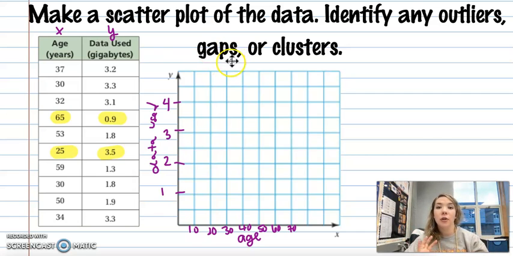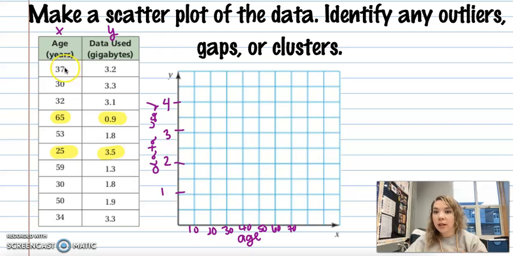So that is our second step. First, we labeled: age and data used. Second, we made our scale, which is we counted by tens on the bottom and skipped counting by ones along the y-axis. And our last step is to plot our points. I highly suggest you cross them off as I go. There are so many points that it's really easy to lose track, so we need to cross them off as we go.